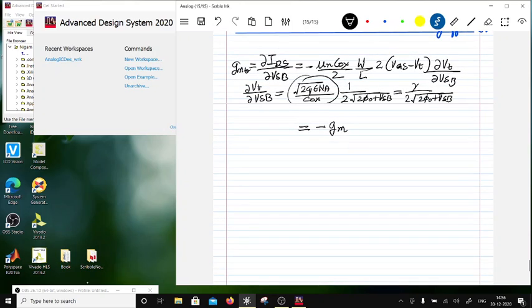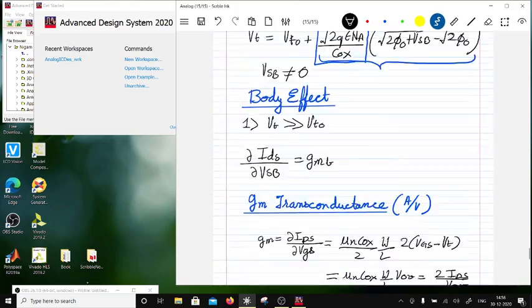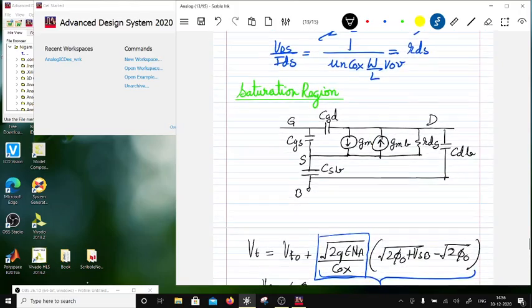Okay, so this will become GMB is equal to ∂VT by ∂VSB, which will be gamma divided by twice the root of (2φ0 plus VSB). Now, this has a negative sign with respect to GM, right? So GMB is in the opposite direction. So that's what GMB is, right?